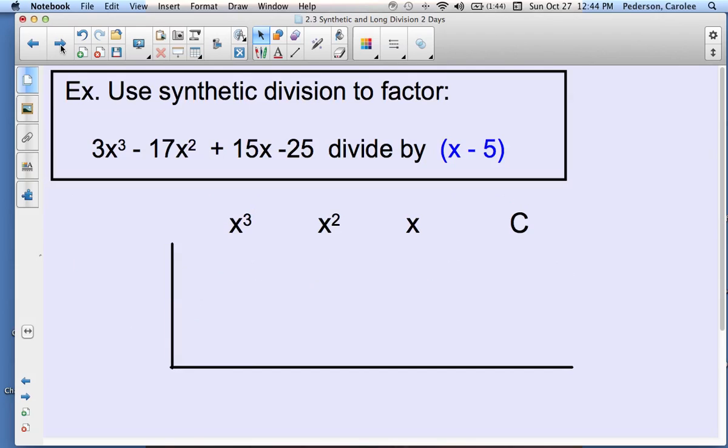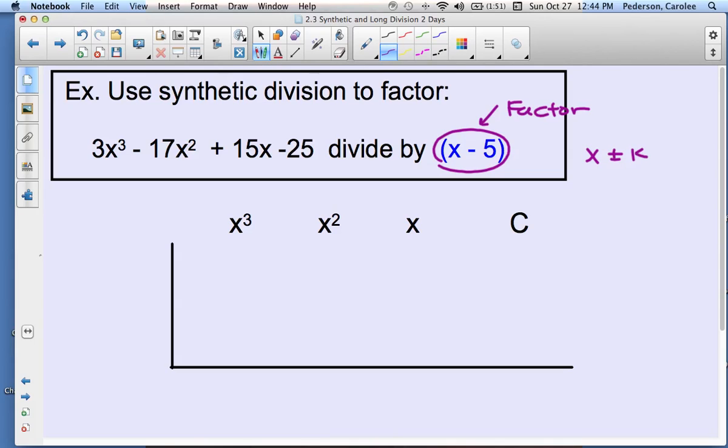So here's a polynomial, 3x cubed minus 17x squared plus 15x minus 25. And we want to divide it by x minus 5. So this is our factor right here. We want to factor this out. So we have to make sure that it's x plus or minus k, which it is. So we're going to set this factor equal to 0 and solve for x to get our k. Kind of like we do with the zero product property to find our factors and our zeros of the function.